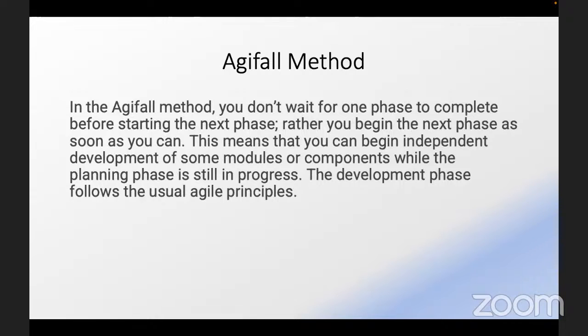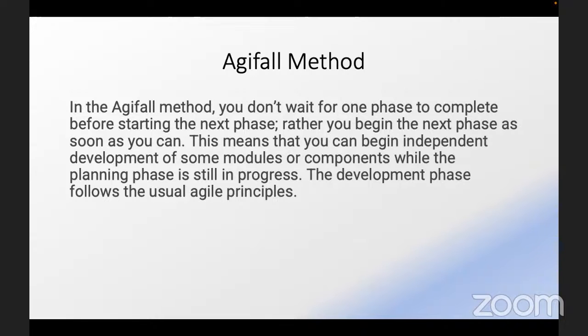Now let's quickly run through the Agile method, the Agile Fall method. In the Agile Fall method, you don't need to wait for one phase to complete before starting the next phase. Instead, you begin the next phase as soon as you can. What this means is that you can begin development of some features, some modules or components, while the planning phase is still in progress. The development phase usually follows Agile Principles. Now, we already know what Agile Principles are. So you don't follow the normal waterfall procedures in this method. You don't stick to the waterfall procedure.